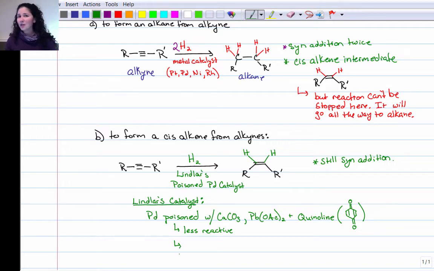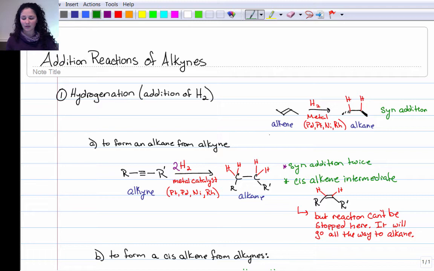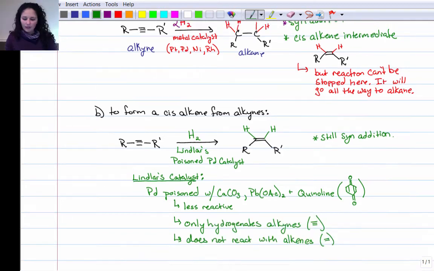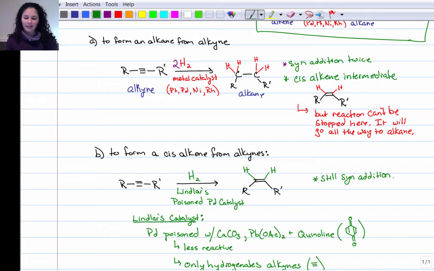Alkynes are more reactive than alkenes, so don't try to use this catalyst to take an alkene to an alkane, like we've learned before in the very beginning of the semester. That was one of our first reactions. So it only hydrogenates alkynes and it does not react with alkenes. So with Lindlar's catalyst and hydrogen, you can take an alkyne and you can make an alkene that has a cis configuration, or it's a cis isomer of an alkene.